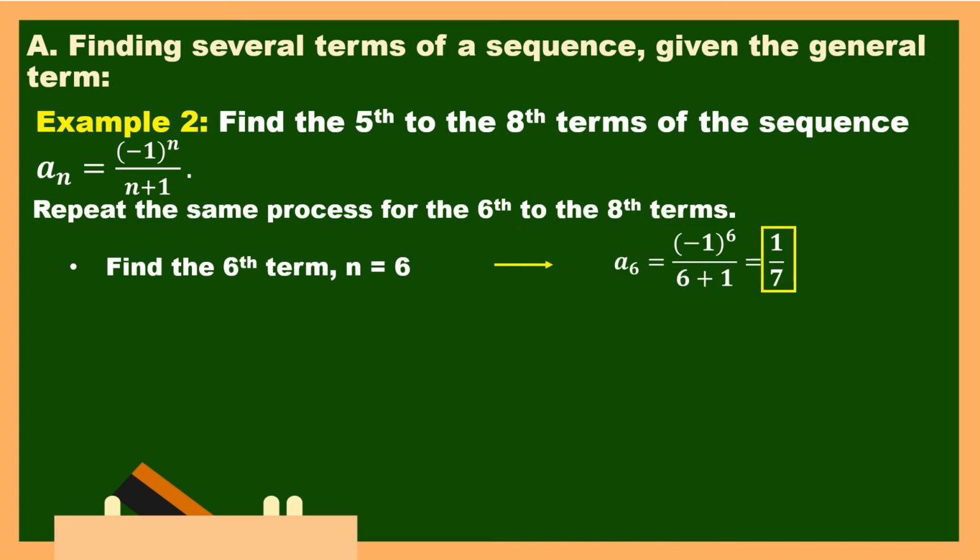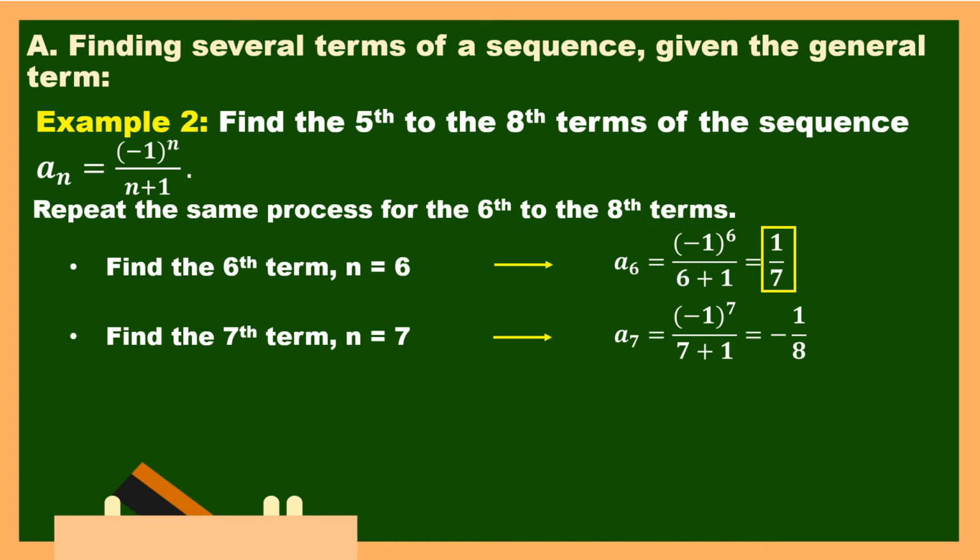At para naman sa 7th term, we will just let n equal 7. Isa-substitute po yung 7 doon sa given na general term. So, magiging a sub 7 is equal to the quantity of negative 1 raised to 7 all over 7 plus 1. So, the quantity of negative 1 raised to 7 is equal to negative 1 all over, so 7 plus 1 is equal to 8. So, a sub 7 or the 7th term is equal to negative 1 over 8.